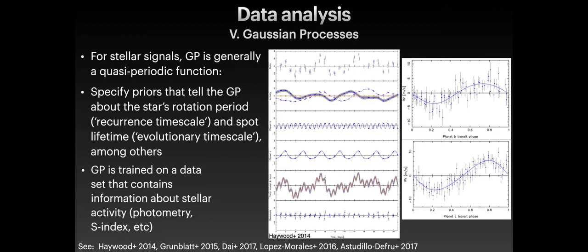Another great example of this is Raphael Haywood's work on Corot 7 from 2014. So Corot 7 is a relatively small planet, 1.5 Earth radii, orbiting a pretty active star. And analyses of multiple sets of photometry from the Corot spacecraft revealed that the star's active regions on the surface were indeed evolving over time and changing underneath any signal that might be imparted by the planet.